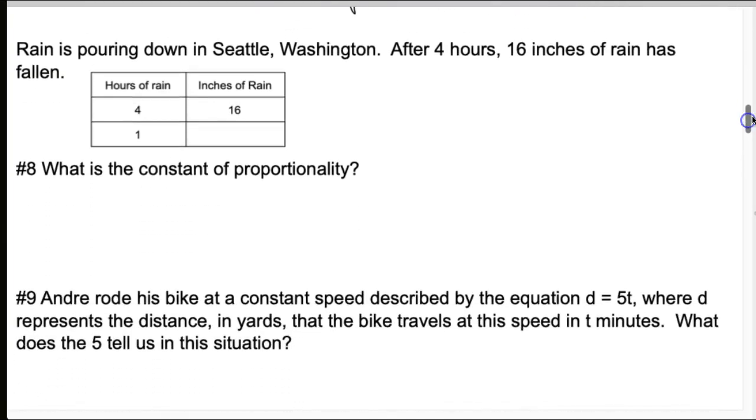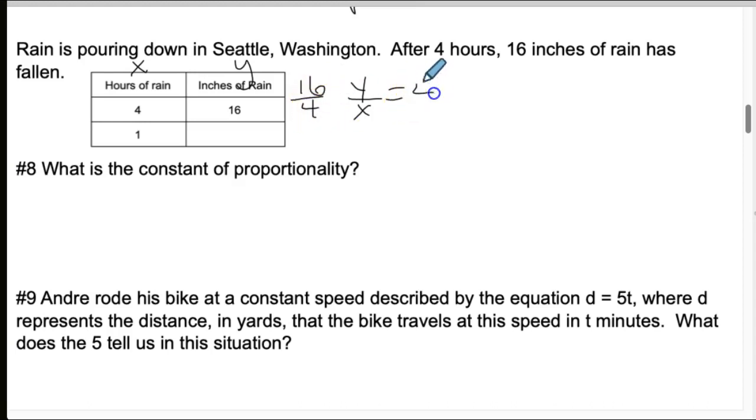Next one. Rain is pouring down in Seattle, Washington. After 4 hours, 16 inches of rain has fallen. And here's a table to help you out. What is the constant of proportionality? So if this is my x and this is my y table, I can take 16 over 4, y over x, and that will tell us our constant.